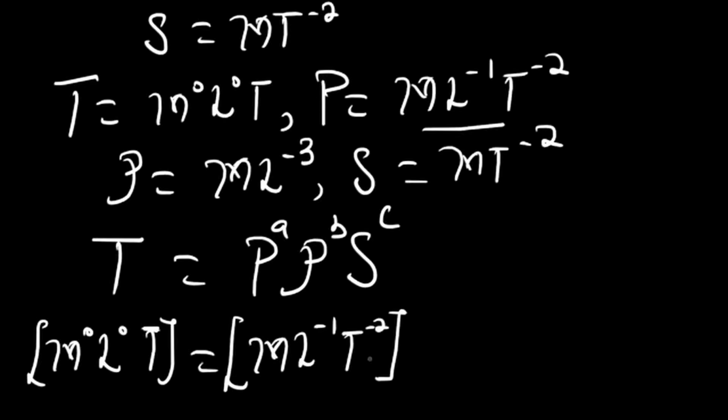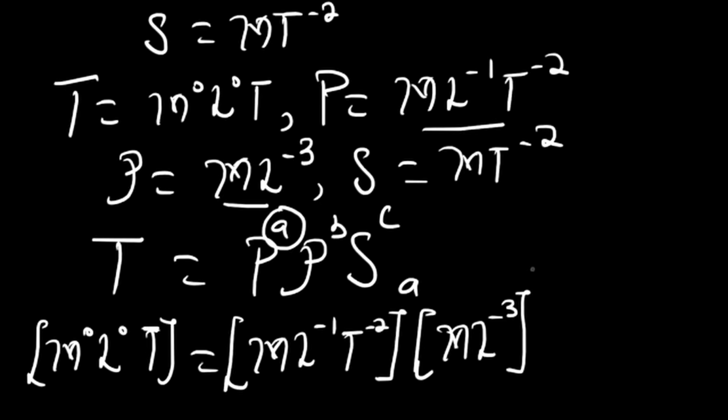But remember that they are all raised to the power of A. So we also raise it to the power of A. And the next one here is density. The dimension for density is M L^-3. And this would also be raised to the power of B. Lastly, we have the dimension for surface tension, which is M T^-2. And this is also raised to the power of C.